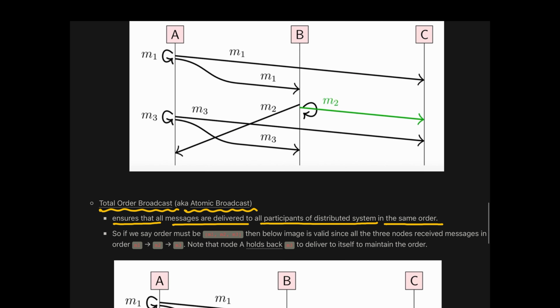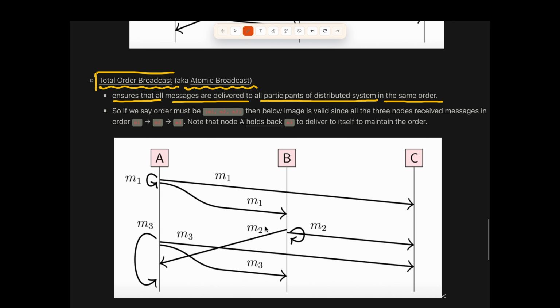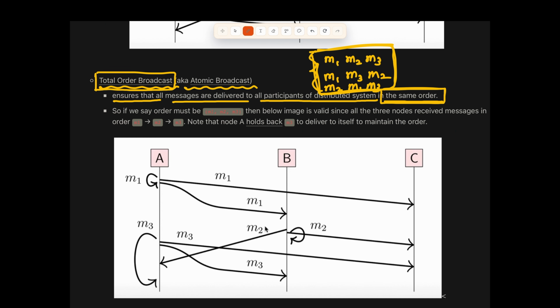But total order broadcast says that all three views for Amit, Bhavna and Champak will be the same. The order will be the same. So it is either M1, M2, M3, or let's say M1, M3, M2, or M2, M1, M3, or anything, but this order will be the same on all the devices. So if we say the order must be M1, M2, M3, then the below image is valid since all the three nodes received messages in the order M1, M2, M3.